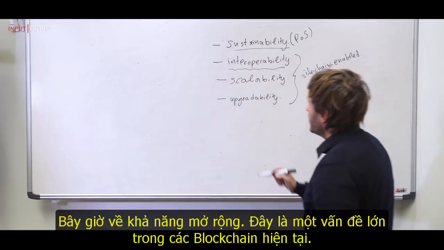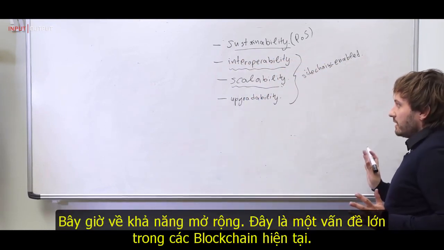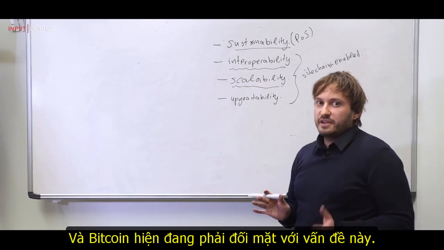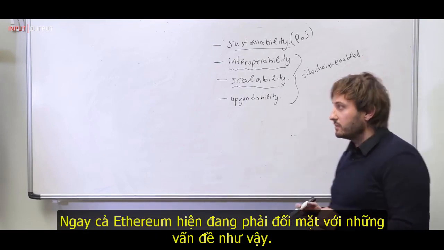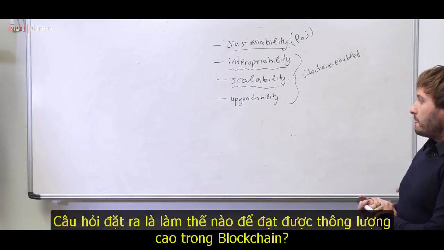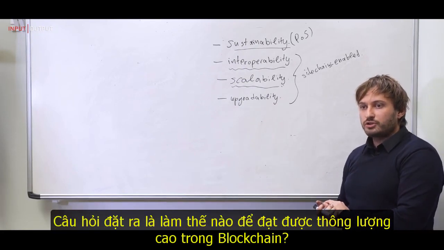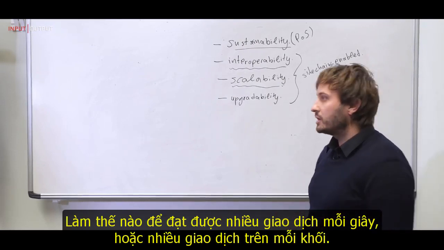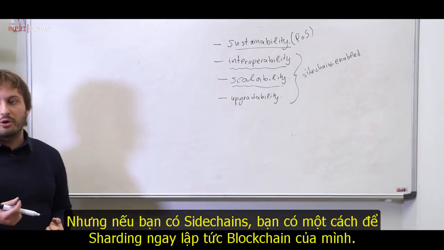Now about scalability. This is a big problem in current blockchains, and Bitcoin is currently facing this problem. Even Ethereum is currently facing such problems. The question is, how do you achieve high throughput in your blockchain? How do you achieve many transactions per second or many transactions per block? But if you have sidechains, you have an immediate way of sharding your blockchain.